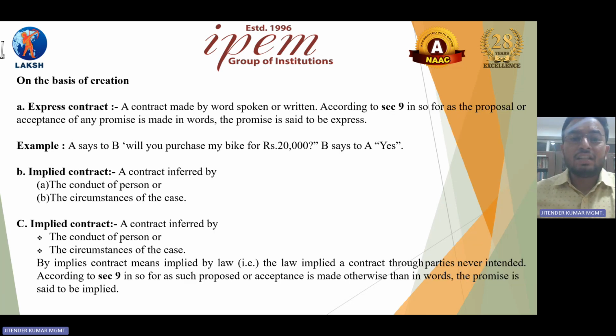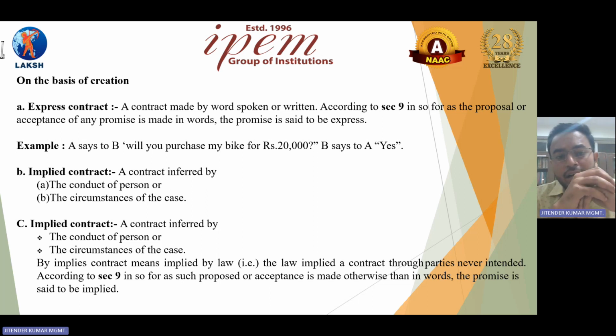Now further we understand the types on the basis of creation. First, we have the express contract. In an express contract, the parties come into the contract by words, spoken or written. If you are making this kind of contract, it comes under Section 9, which says the proposal or the acceptance of the promise made in words is said to be express.